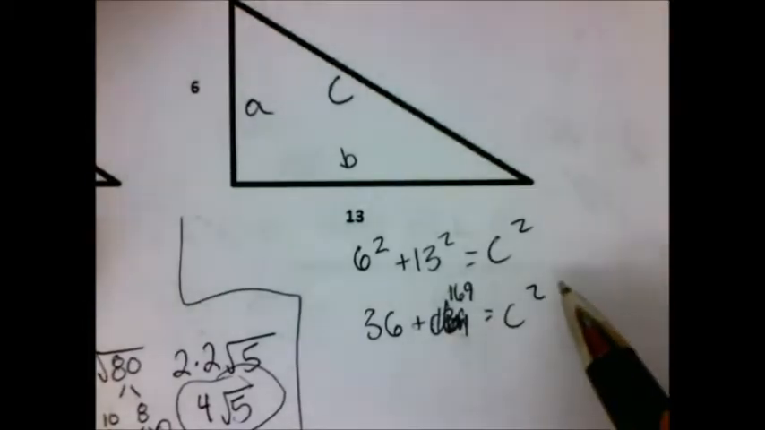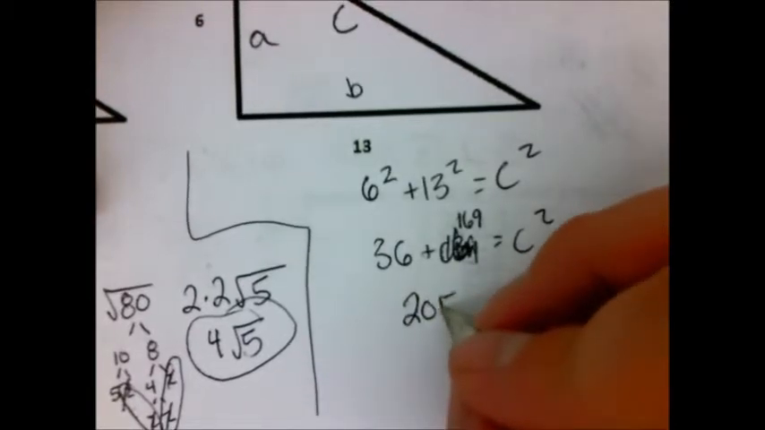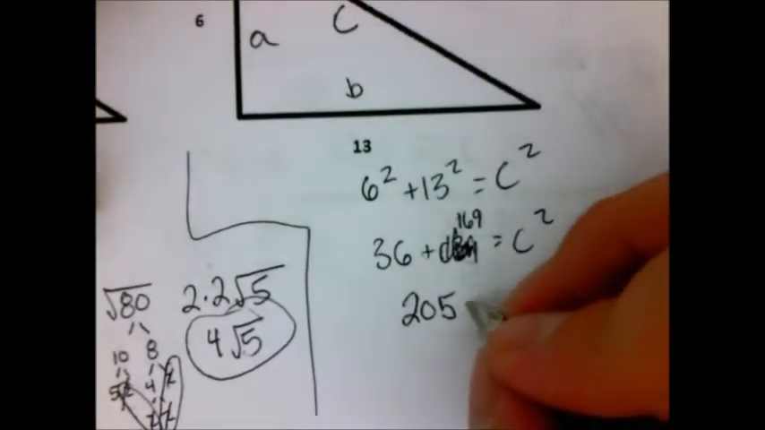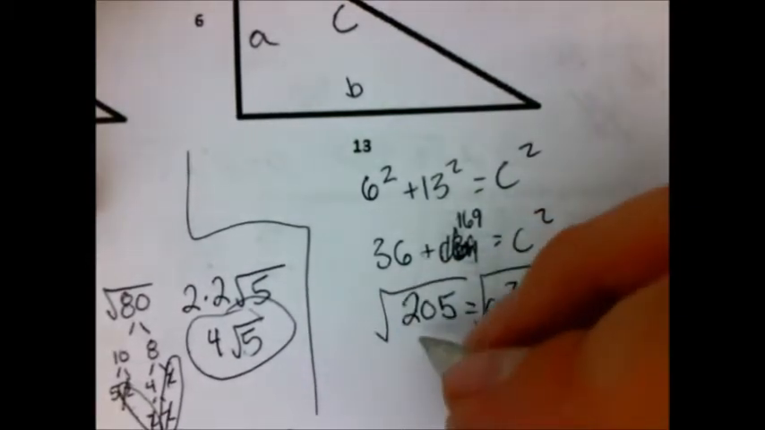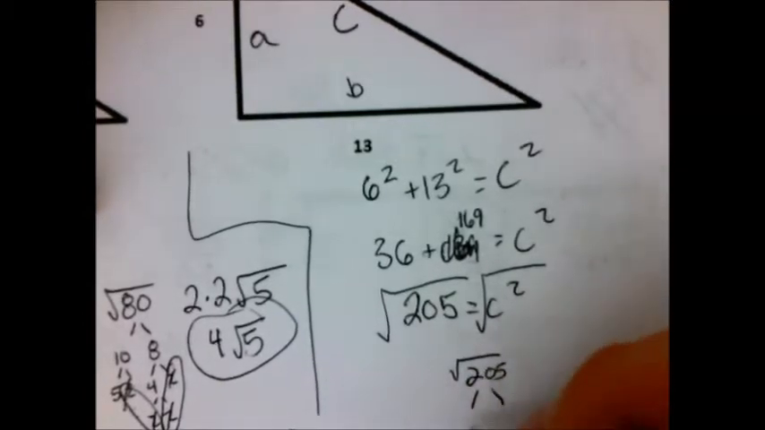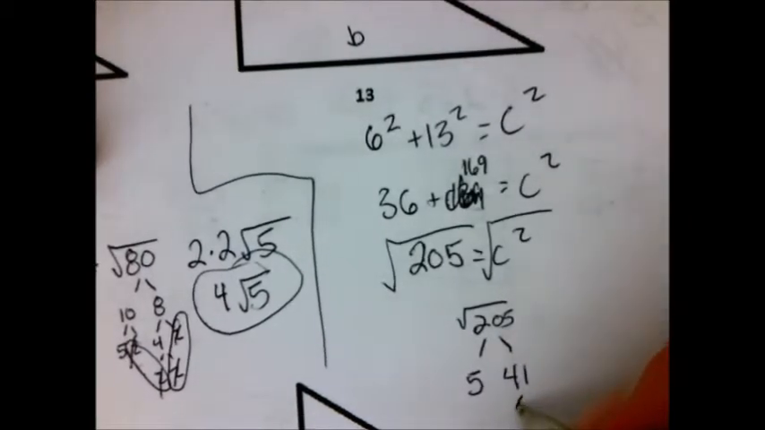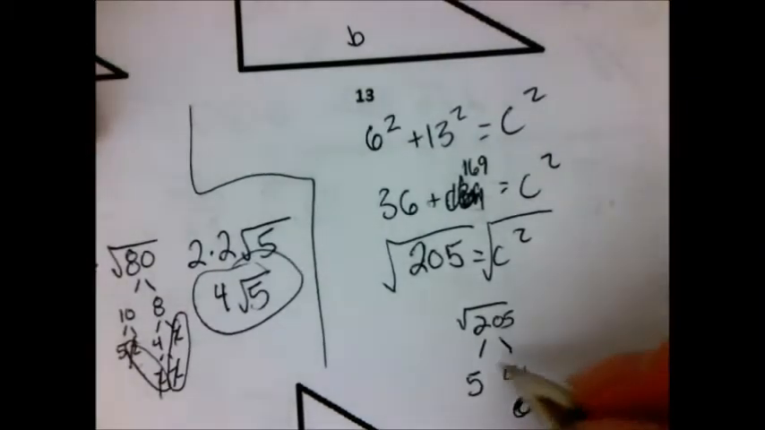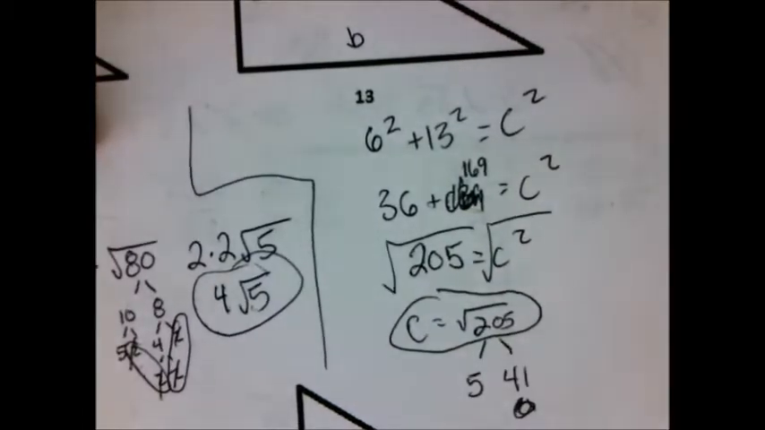So if you add these two together, you should get 205 equals C squared. You square root. We have to break down 205. Breaks down into 5 and 41. This, I think it's a prime number. So this doesn't break down at all. So C equals the square root of 205.